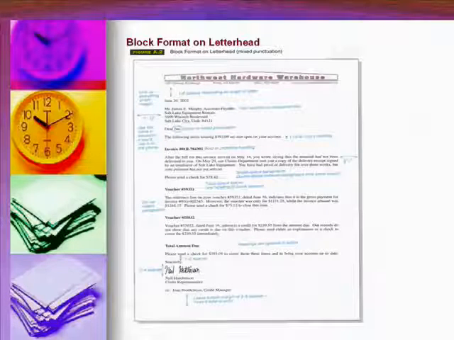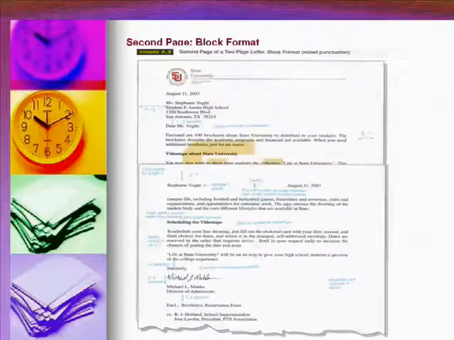And here is an example of a letter on letterhead for a block style format. This really is the easiest format to use for a letter because everything begins flush at the left margin. You don't have to indent or anything, so this is probably the most popular and the easiest format for a business letter. Here is the second page for a block format letter.